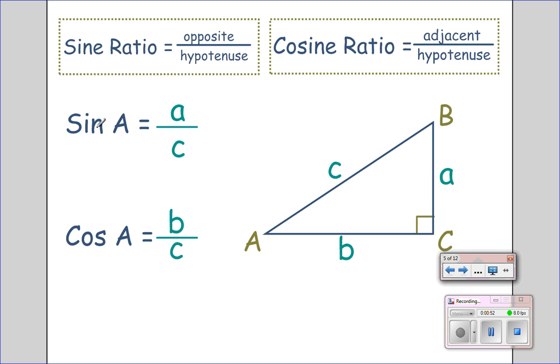So for example, if you do the sine ratio of angle A, we're going to label it, so hypotenuse first, opposite A is here, and adjacent to A is here. So sine of angle A equals opposite A over hypotenuse, which is C. Cosine of A is the adjacent side, which is B, over hypotenuse, which is C.